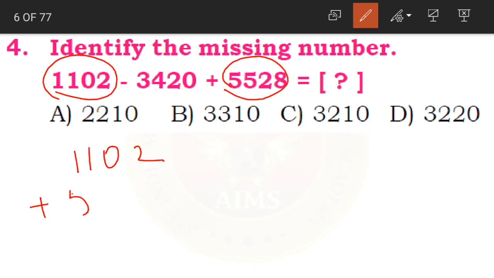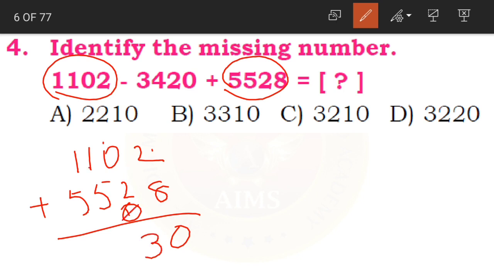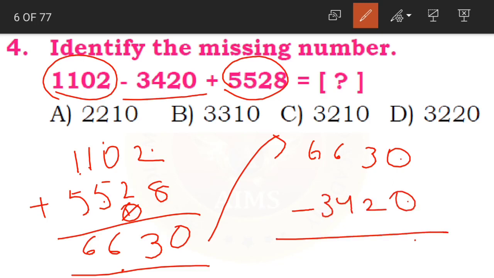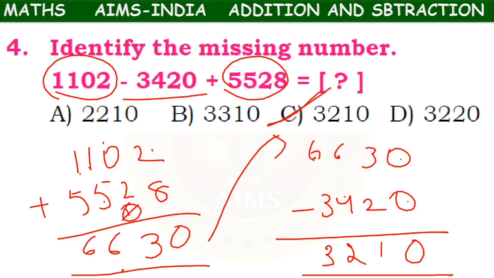1102 plus 5528. Okay, children, 2 plus 8, 10. 0 plus 2, 2. 2 plus 1, 3. 1 plus 5, 6. 1 plus 5, 6. What answer did we get? 6630. Now from this sum we need to subtract 3420. 0 minus 0, 0. 3 minus 2, 1. 6 minus 4, 2. 6 minus 3, 3. What is our answer? Option C, 3210. Clear, children?